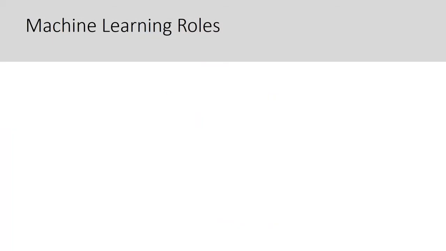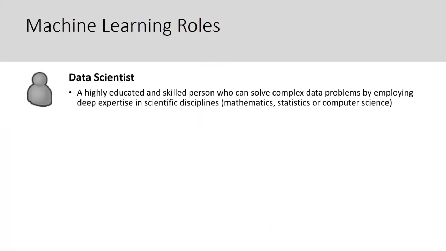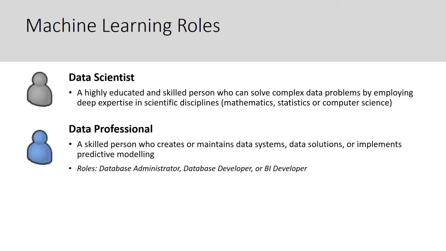There are several roles that are concerned with machine learning. The most common role associated with machine learning is that of the data scientist, a highly educated and skilled person that is educated to solve complex data problems, employing deep expertise in scientific disciplines like mathematics, statistics, or computer science. Data professionals can also work with machine learning. These skilled individuals can create and maintain data systems, data solutions, and also implement predictive modeling. Data professionals can include DBAs, database developers, even BI developers.